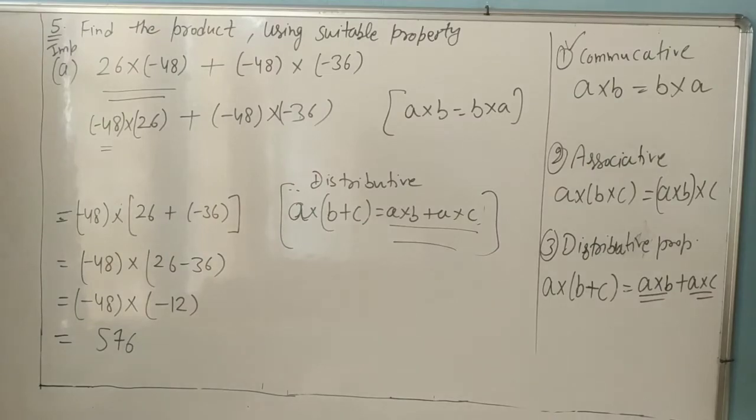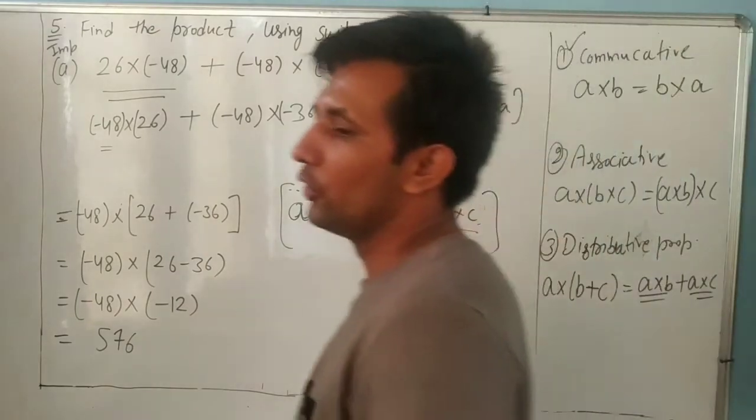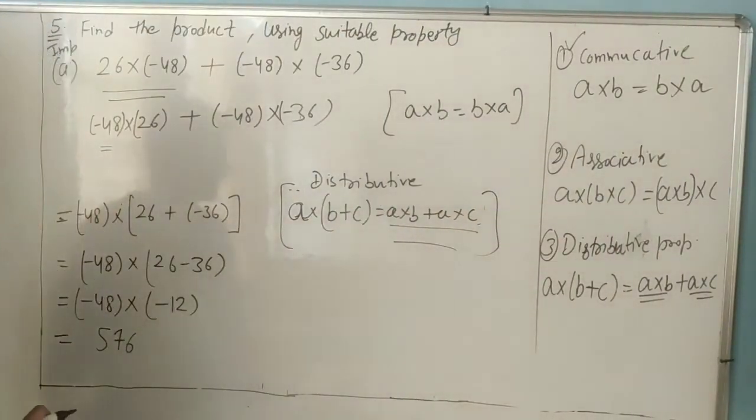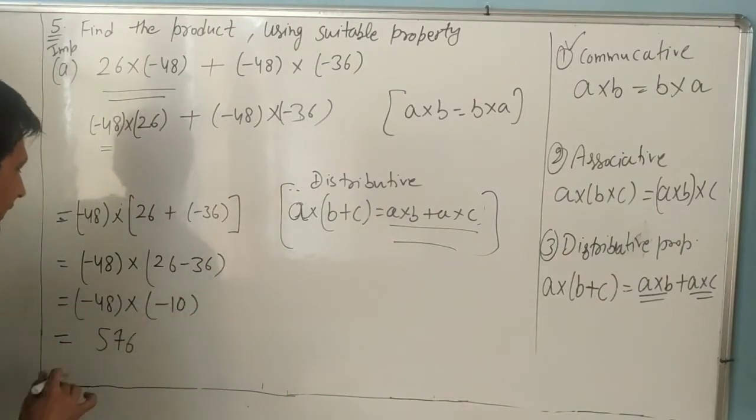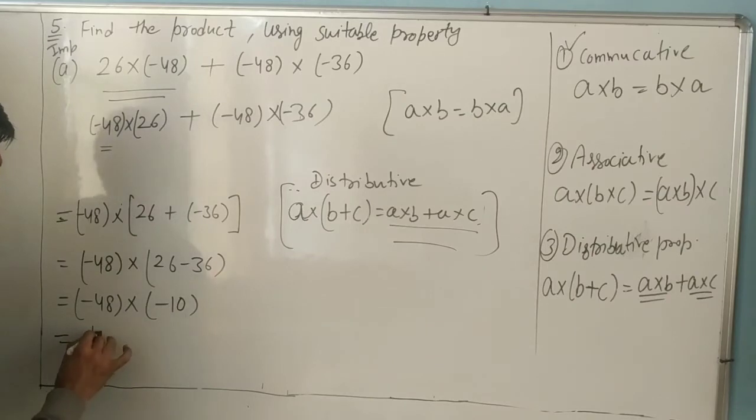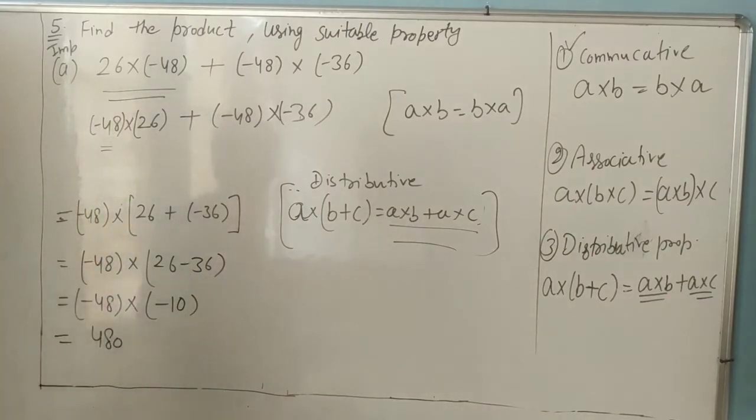Okay dear. Yes, one more thing. Did you find my mistake? 26 minus 36 is 10. So the answer that comes is 480. Understand, dear? Now note down it. Okay dear.